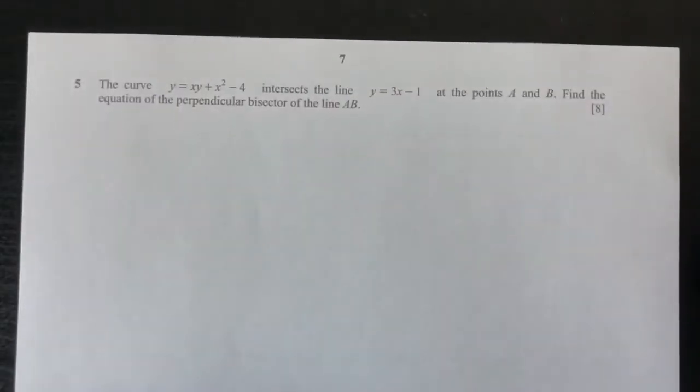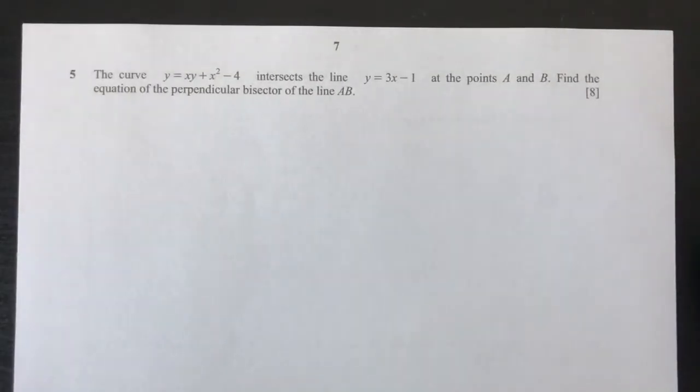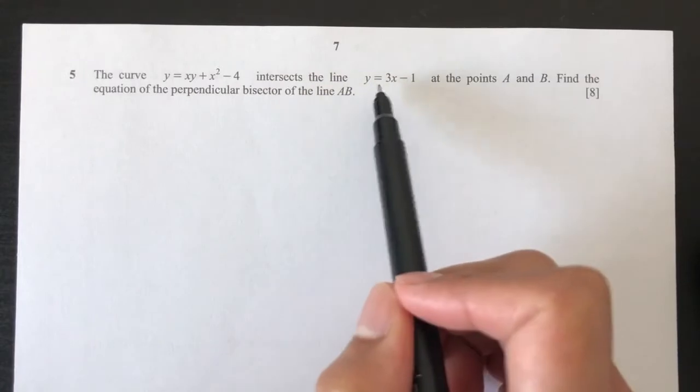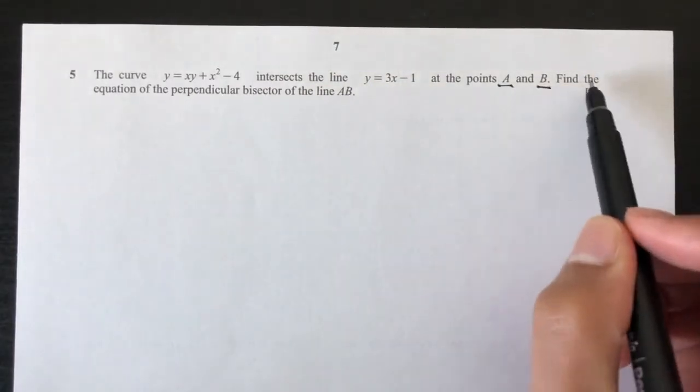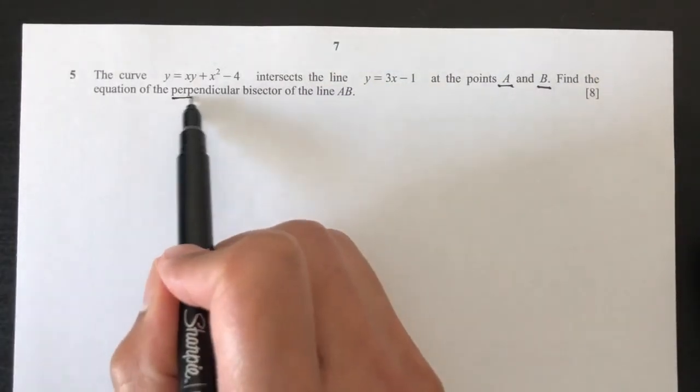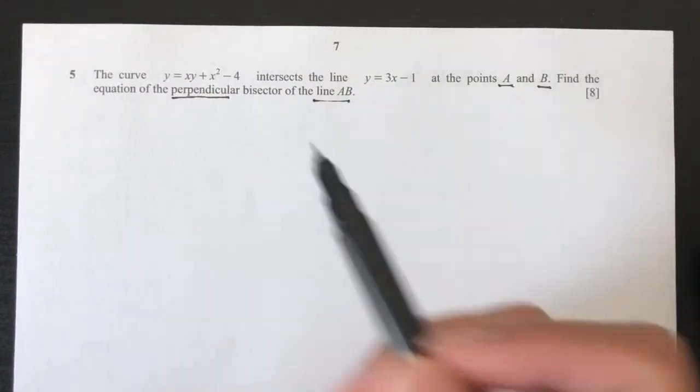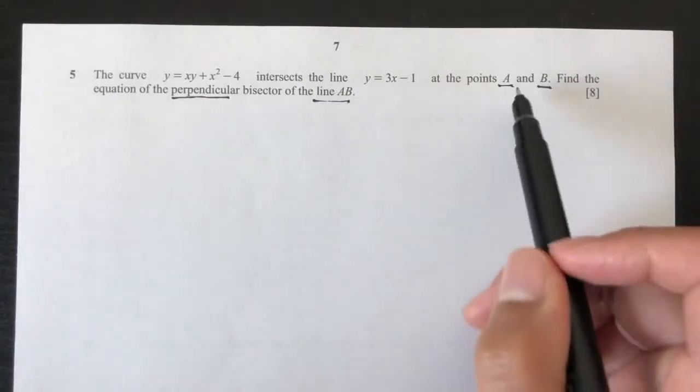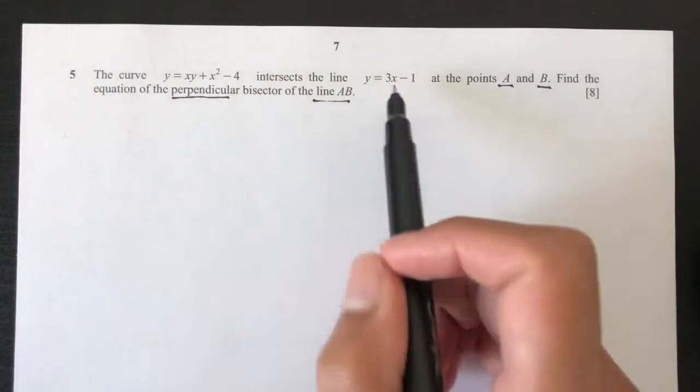Now let's move on to question number 5. The curve y is this, intersect the line at the points A and B. Find the equation of the perpendicular bisector of line AB. So to find that, first we have to find the points A and B. So let's see where they intersect.